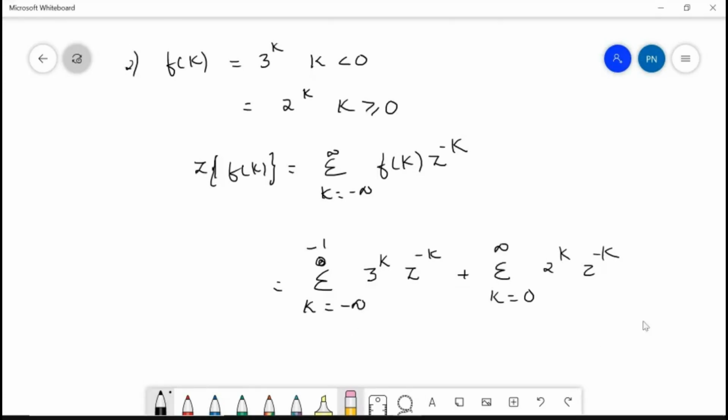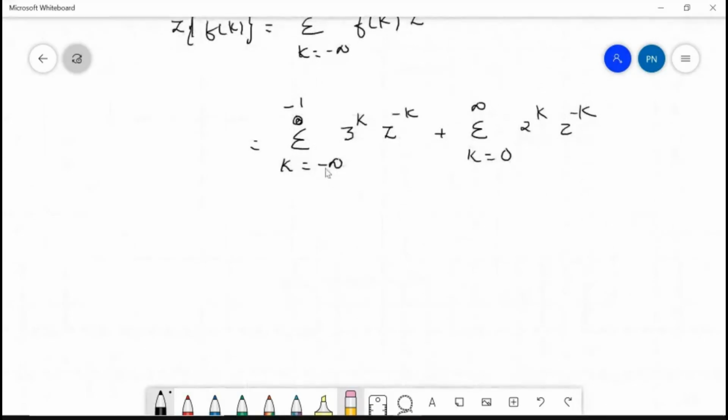Now use the expansion. It starts from minus infinity, so we will write it in reverse, starting from minus 1, or you can start from the last term there. Suppose I write etc., then I can write from minus 3: 3 raised to minus 3, z raised to 3, 3 raised to minus 2, z square, 3 raised to minus 1, z raised to 1. This is the first one.